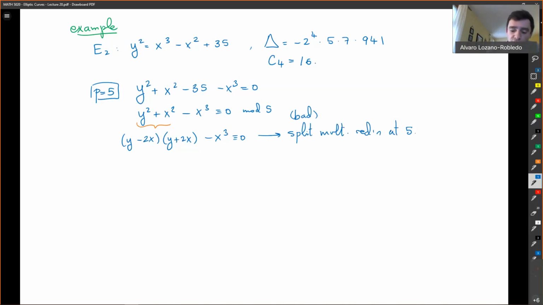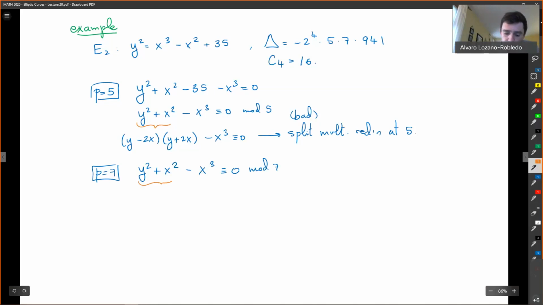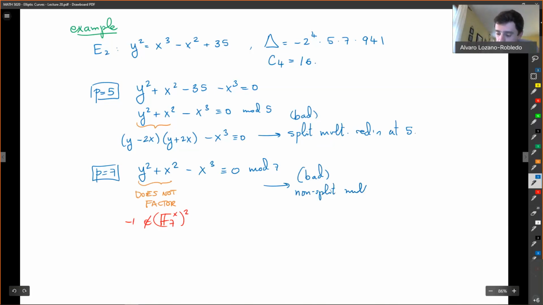Okay. For p equals 7, when I try to do the same, I have the same equation, but now over F7, this does not factor because minus 1 is not a square in F7, and therefore what you get is bad non-split multiplicative reduction at 7. And I will leave it up to you to figure out what happens at 941.